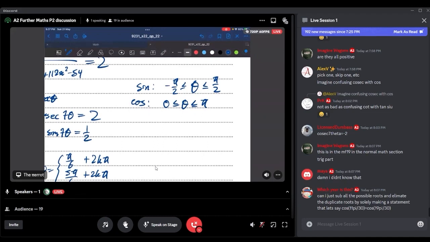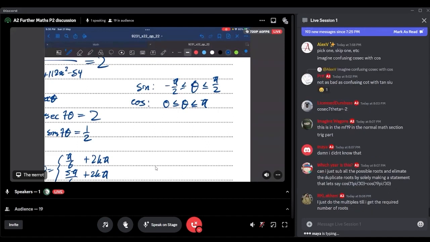Can I just sub all the possible roots and eliminate duplicate roots by making a statement? Yes, you can do that. The marking scheme even allows you to have other values as long as it's equal, so it doesn't have to be in this range. But if you want it to be easy, then you don't have to go so far away from the center. Just stay in this range.